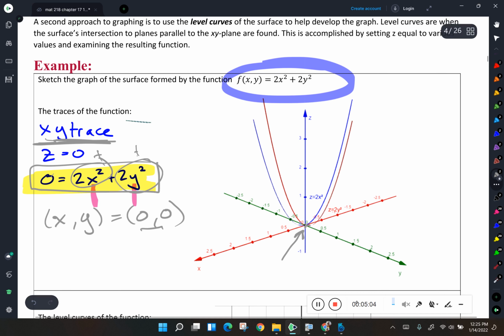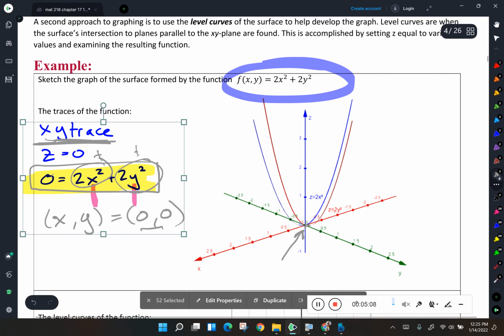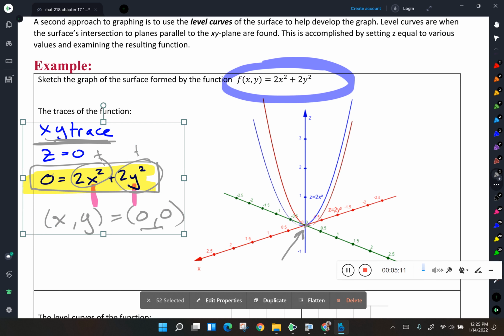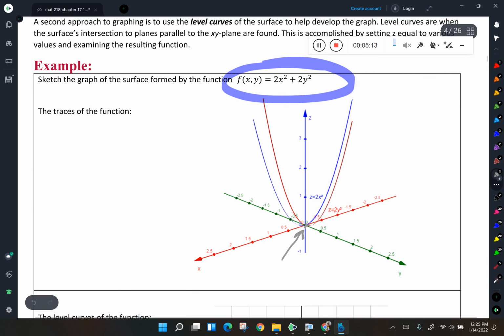So I'm going to need to clear some space out, so I'll get rid of this. Let's see, this is in the way. Delete. There we go. I'm going to move this up to here.